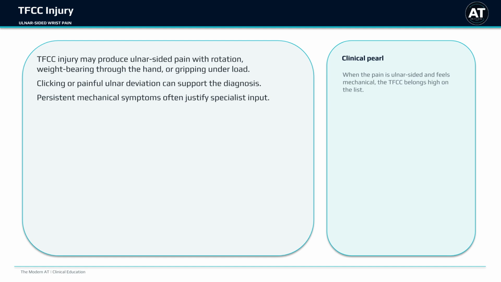Mechanisms include FOOSH, axial load with rotation, or repetitive loading in gymnastics, tennis, baseball, or lifting. Examine ulnar-sided tenderness, rotation tolerance, grip symptoms, weight-bearing pain, and stability when appropriate. Persistent clicking, instability, or inability to load warrants referral consideration.